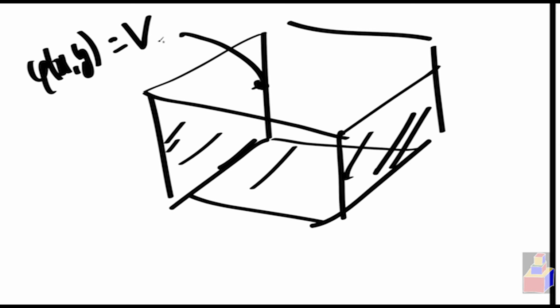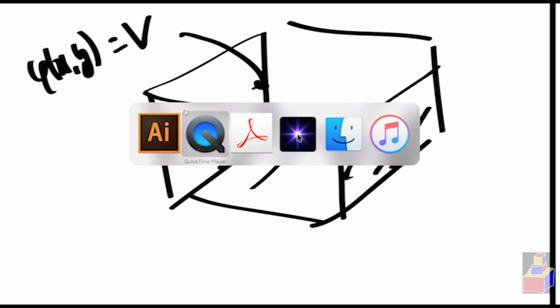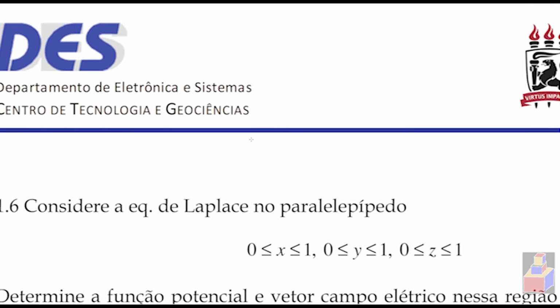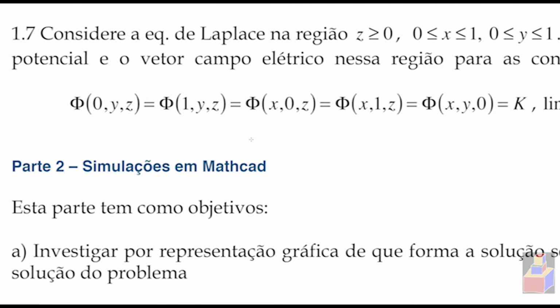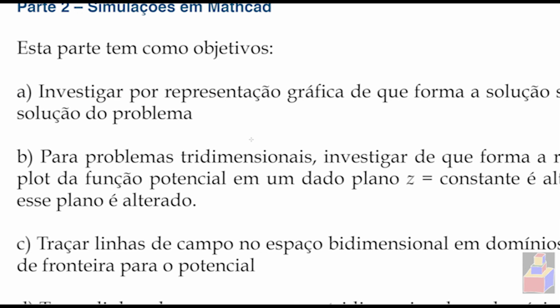In the second part of the assignment, you have several objectives. We want to investigate in which way the graphical representation of the potential and its Fourier series approximation resemble one another as you truncate the number of terms.